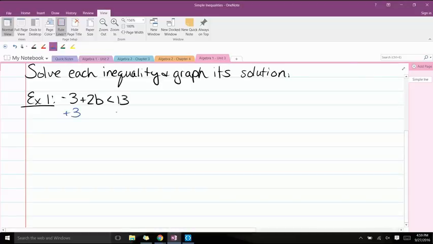So we're going to add 3 to each side. So we have 2b is less than 16. We're going to divide by 2 and get b is less than 8. Okay, so first thing that's different here is we're not saying b equals 8, it's less than 8.